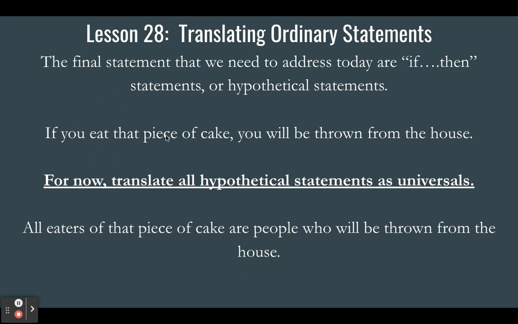And it's an affirmative statement, right? It's a scary statement, but it's saying for all people who eat that piece of cake, it is the case that they will be thrown from the house. So it's universal, all people who eat that piece of cake. And it's affirmative, will be thrown from the house. It is the case that you will be thrown from the house. So for now, translate hypotheticals as universals. The judgment call will come, is that a universal affirmative or is that a universal negative?